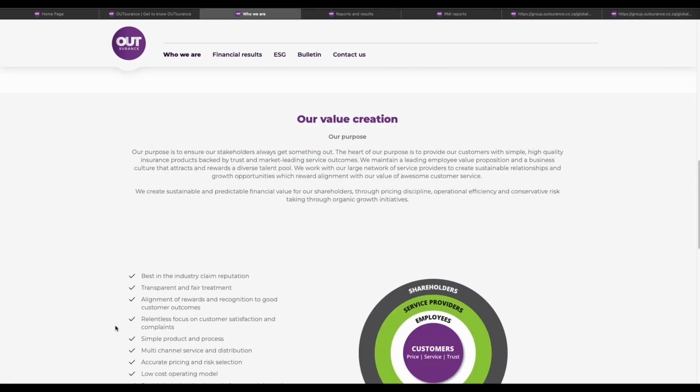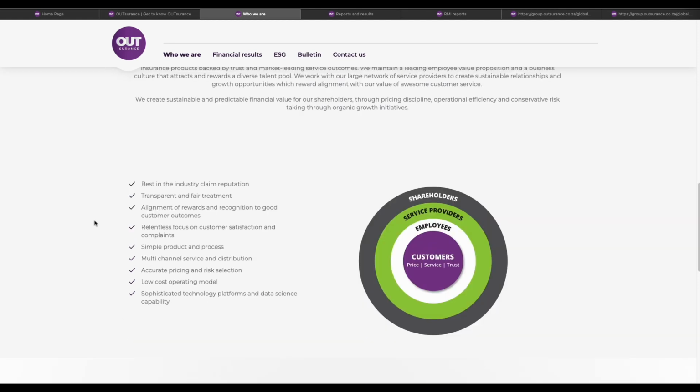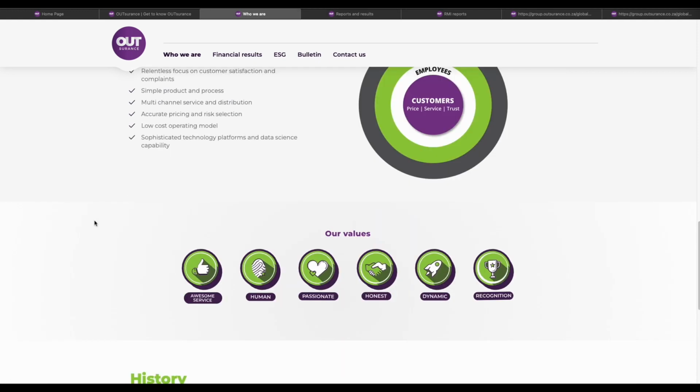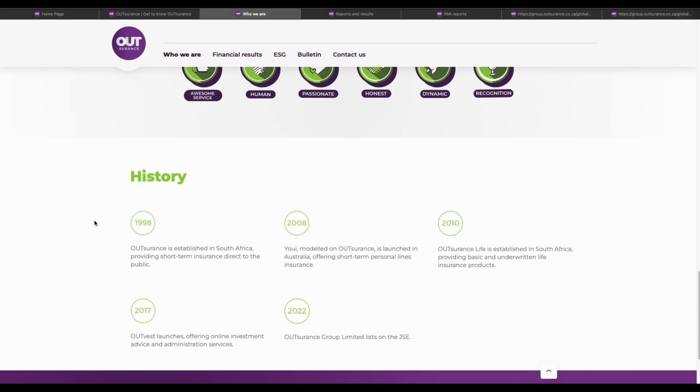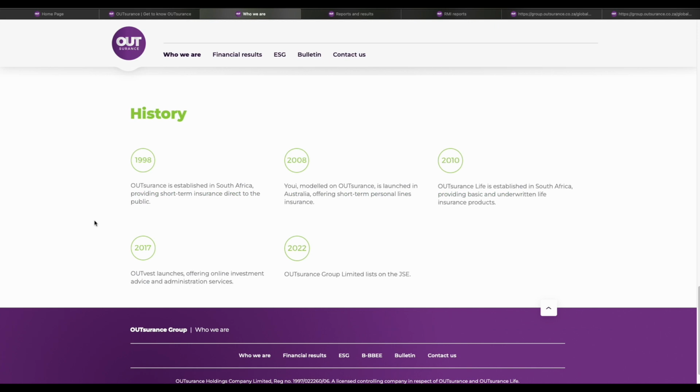We know that OUTsurance and Discovery, among other things, always talk about value creation and value sharing. So there's all that corporate talk on that page. But when you look at the history of OUTsurance, you can see that it's a business that was established in 1998.